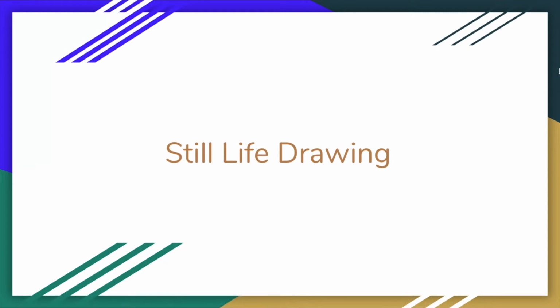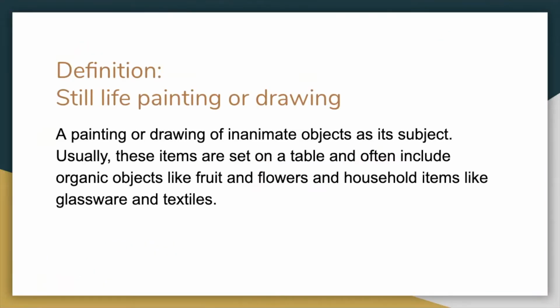Project this week, you are going to be creating a still life drawing of objects that represent yourself or are of things that you like. A still life painting or drawing is a painting or a drawing of inanimate objects as its subject matter. These items are usually put on a table, and they oftentimes include different types of food such as fruit or flowers, or different types of household items like glassware or textiles and fabric.